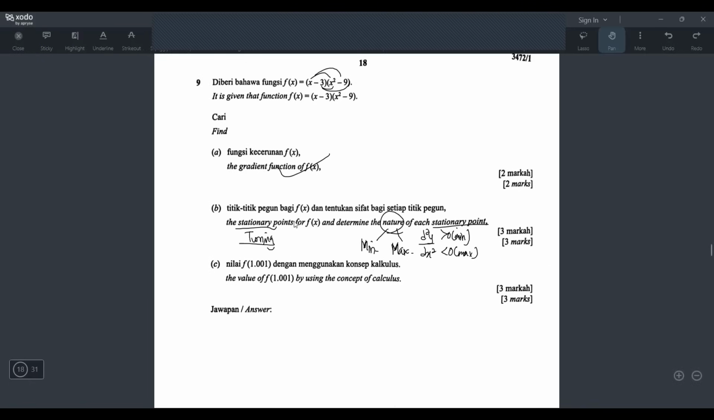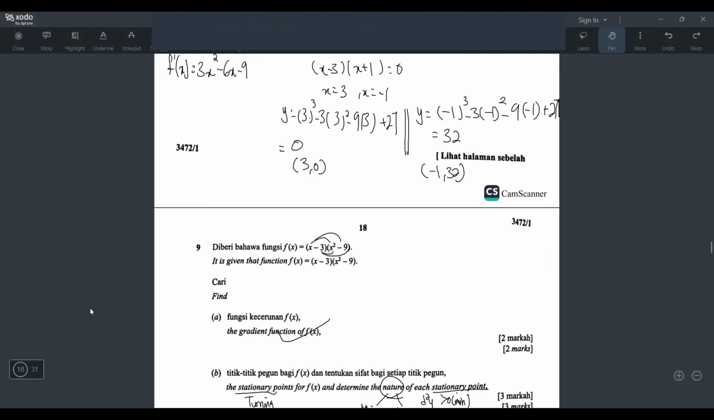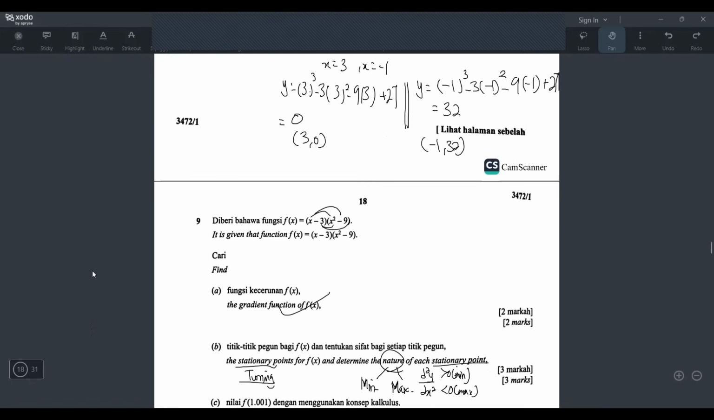But the question never stops there. The question asks you to determine the nature of the stationary point. It means you have to determine whether it's minimum or maximum. And how to do that? You have to do the second derivative. Okay, I continue here because not enough space.